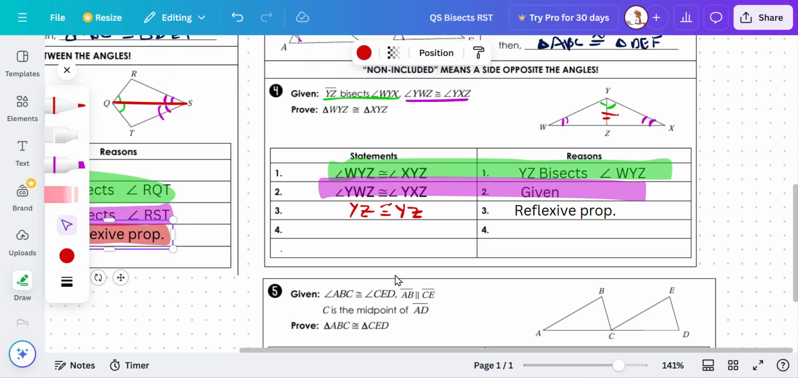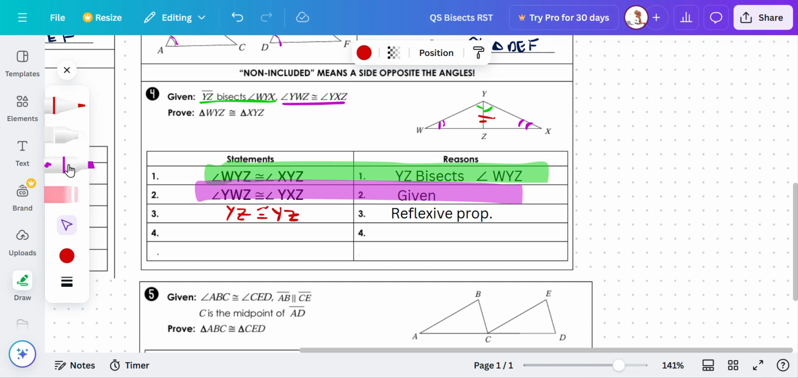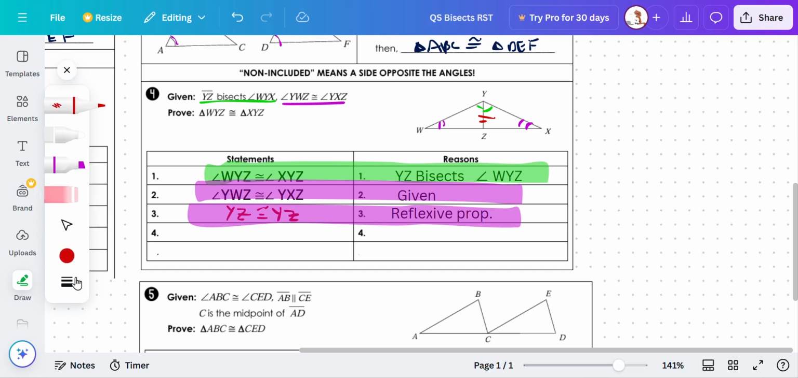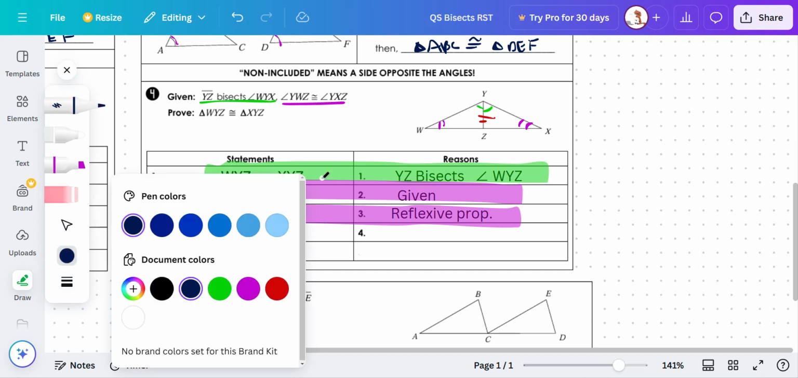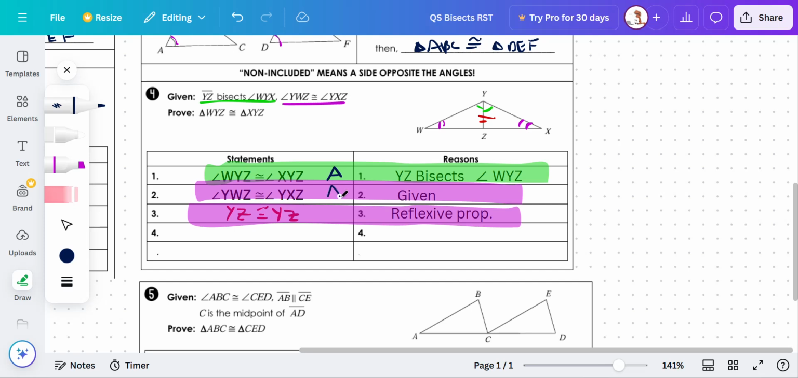Don't tell. Okay, so there is our third side. So now we have an angle, a non-included side. So I know by angle, angle, side that these two triangles are congruent.